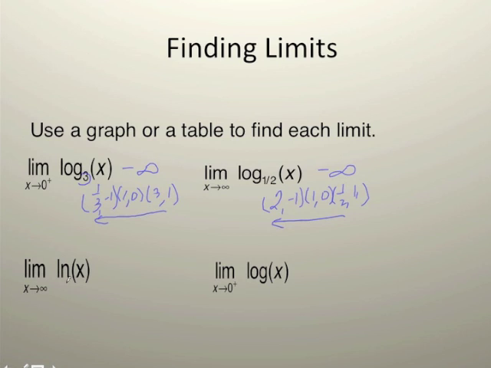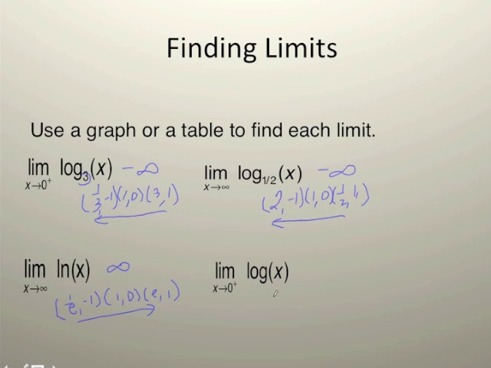Here we have base e, so I'll have the points 1/e, -1, 1, 0, and e, 1. As x is going to infinity, so as x is going larger, goes this way. What's happening to the y values? They're getting larger also. We go to infinity.